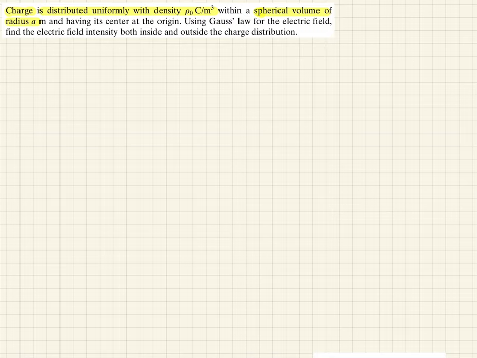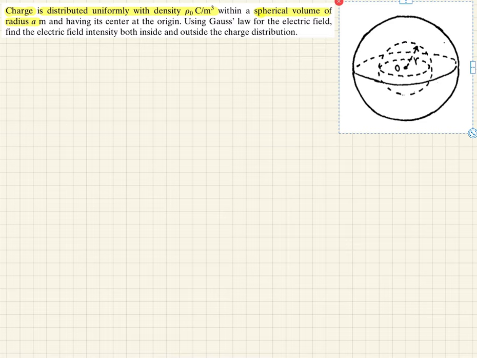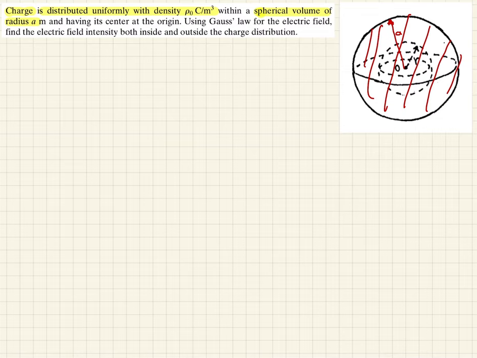And so if we were to draw this, what this would look like would be something like this. And in this case, we are considering that from here to here is A. So this is where the charge is distributed, inside of here, equally inside of here. What they're asking us for is to determine the electric field intensity both inside and outside of this sphere.